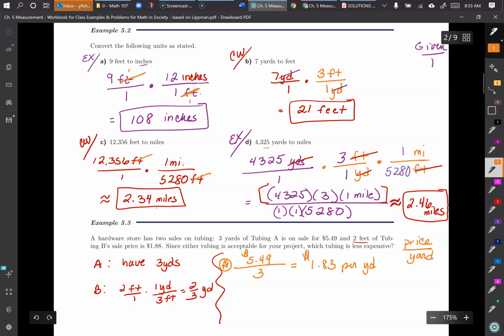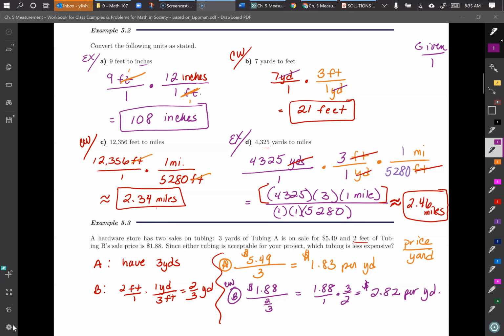And for B, I'm going to let you do that one. You could do that one for classwork. So figure out the price per yard, and then you can tell me which is the better deal. So pause the video and get that one done.